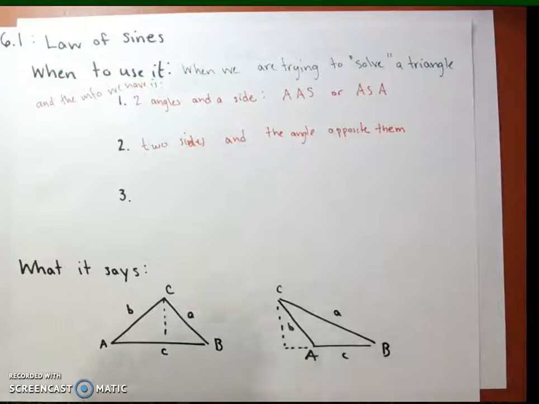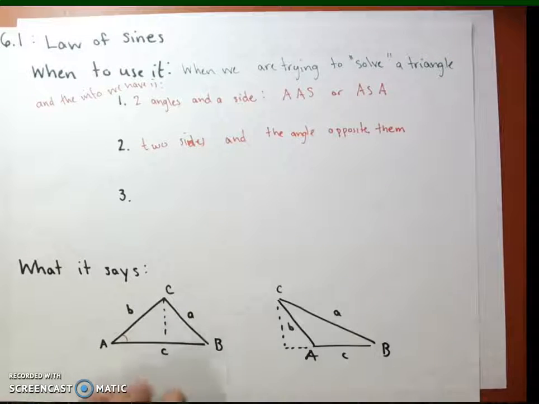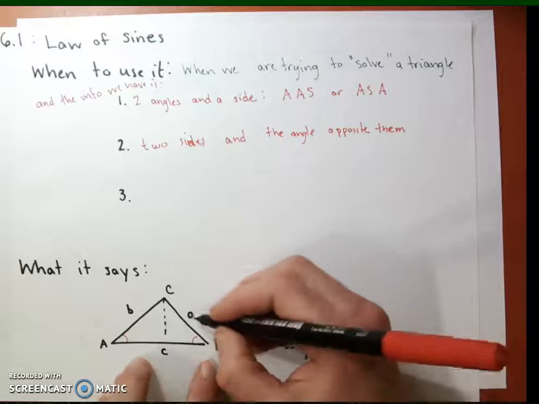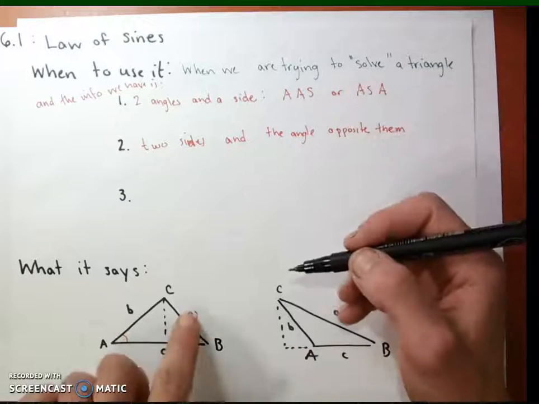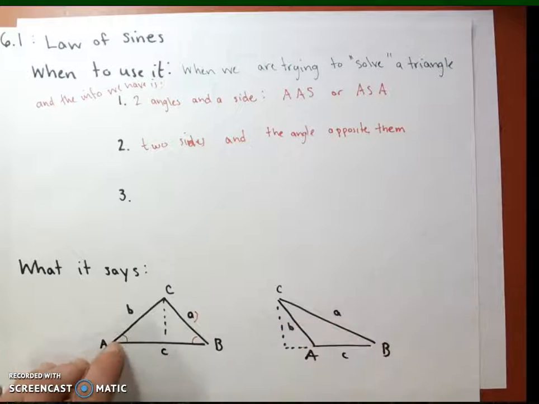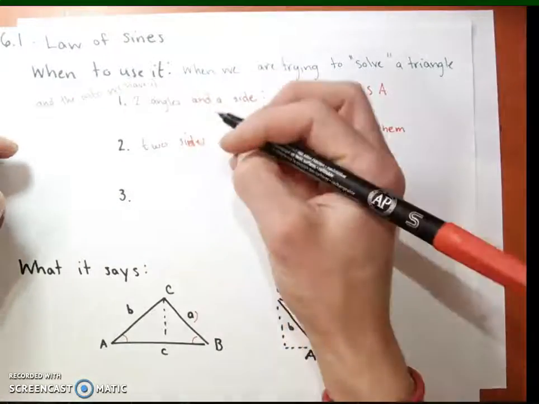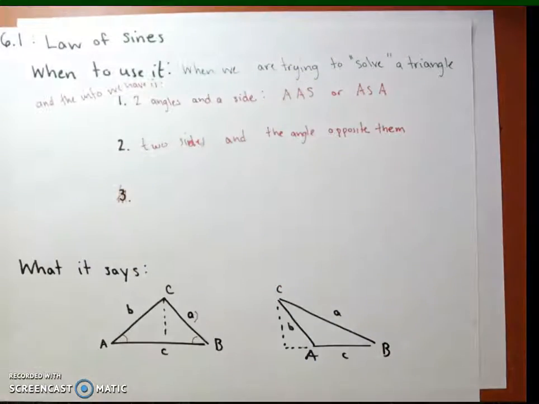So what I mean is if I have angle A and angle B, and then side A, that would be angle, angle, side. Two angles in a row and then the next side. Or I could have angle, side, angle, so I could have angle A, side C, and angle B. We'll see some examples. And I didn't mean to put a 3 there, so you can ignore that 3.